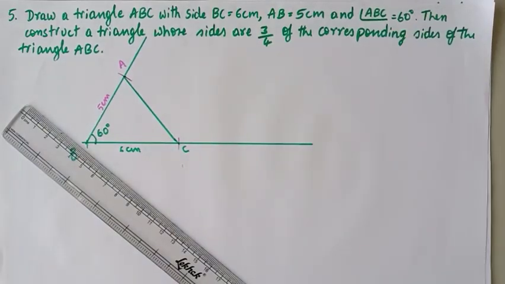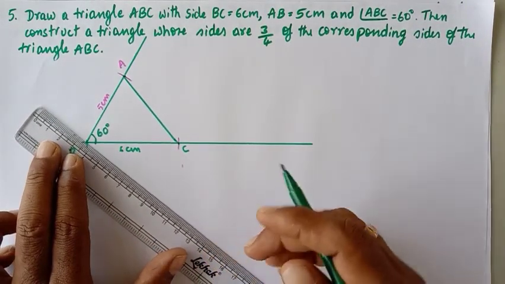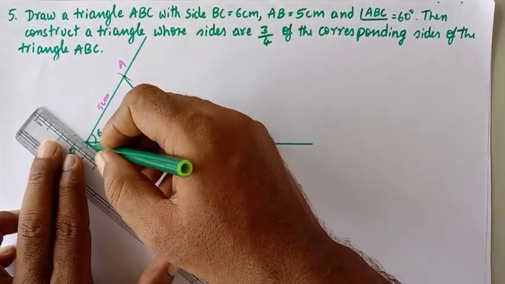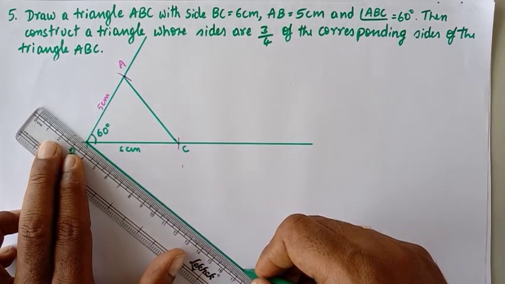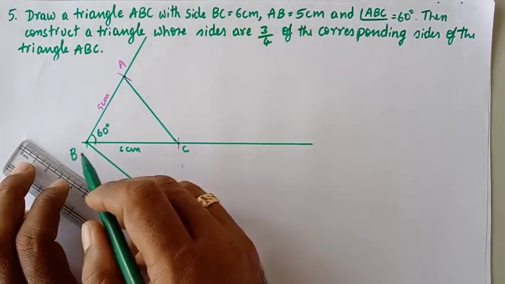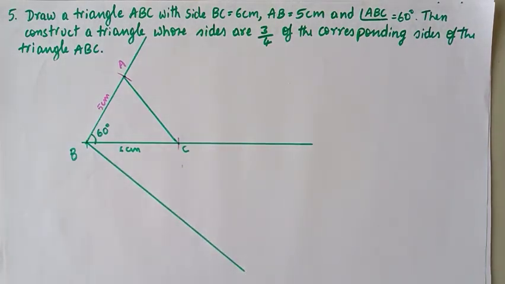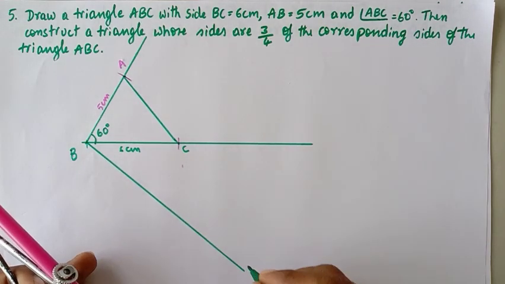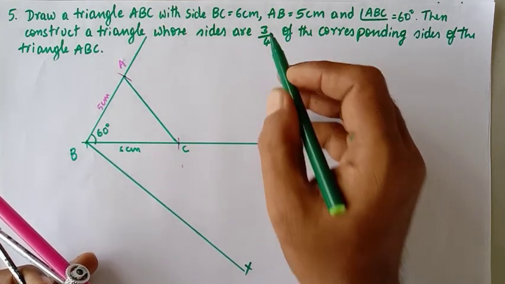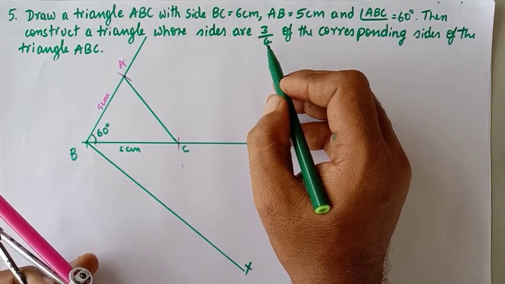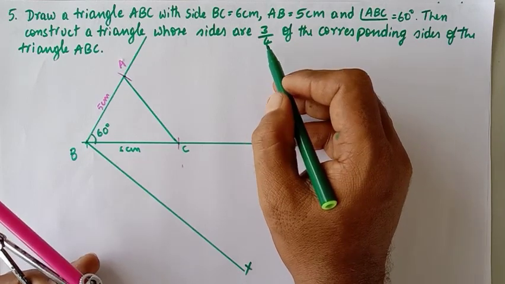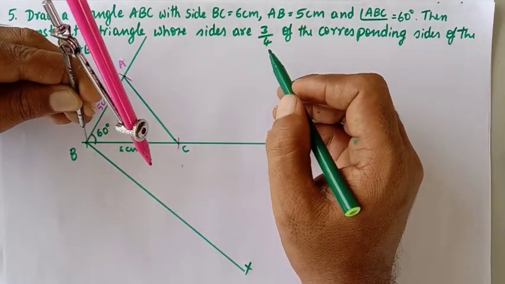And then afterwards, I will draw a line forming an acute angle with BC. And now I will cut this line BX into 4 equal parts. As the denominator is bigger here, we should cut it into 4 equal parts.